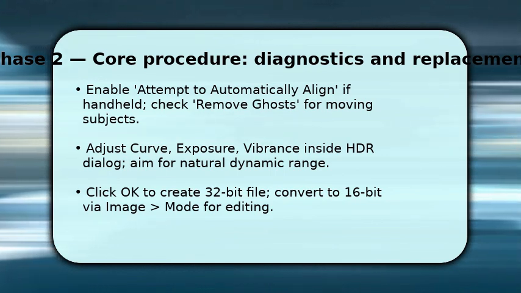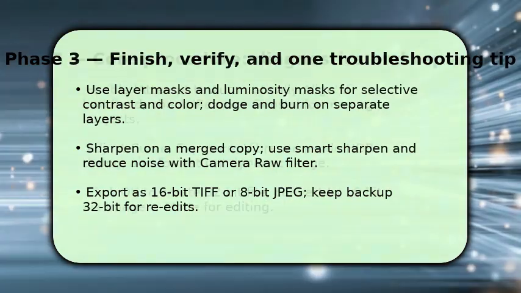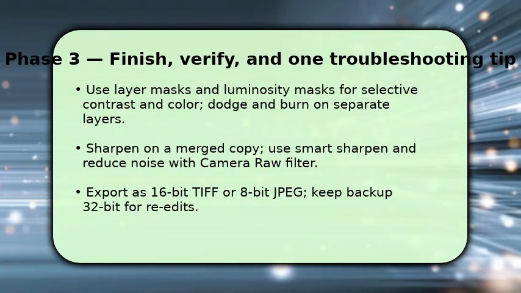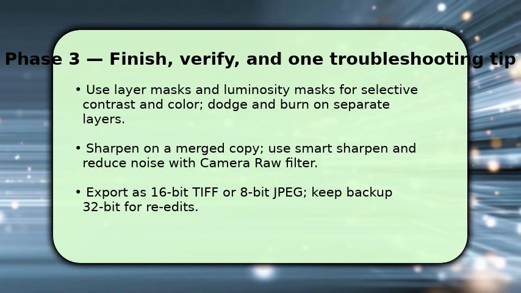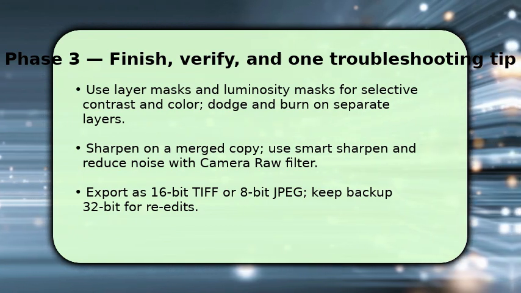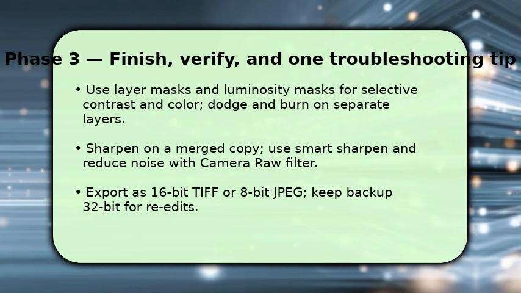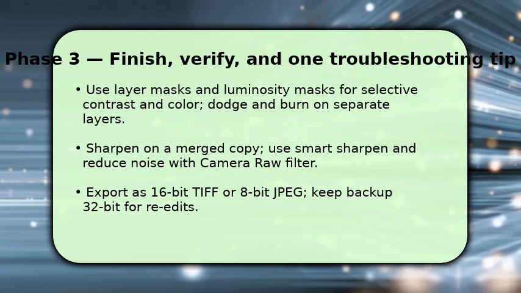When you click OK, Photoshop creates a 32-bit image. Convert it to 16-bit via image mode, then use exposure and curves for more refined local adjustments. Finish by refining local tones and cleaning artifacts so the image reads naturally. You should create adjustment layers with masks or luminosity masks to target highlights, midtones, and shadows. Dodge and burn non-destructively on separate layers.